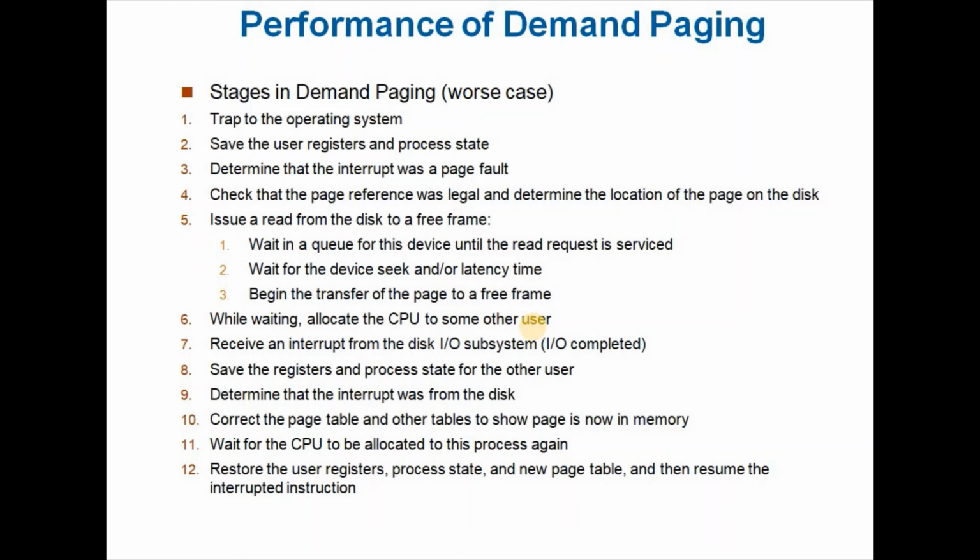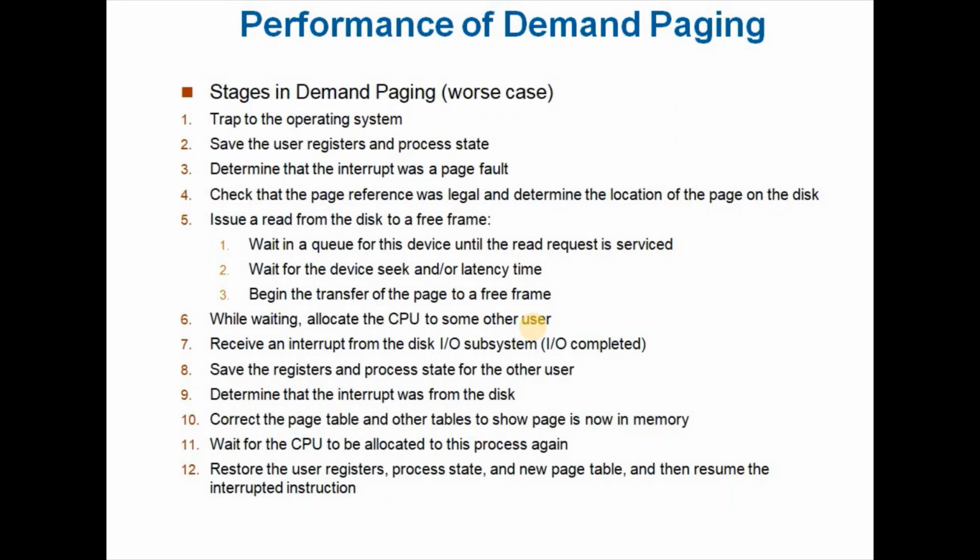Then receive an interrupt from the disk IO subsystem after completion of the read which we initiated. Then save the registers and process state for the other user. Determine that the interrupt was from the disk. Correct the page table and other tables to show the page is now in memory. Wait for the CPU to be allocated to this process again.